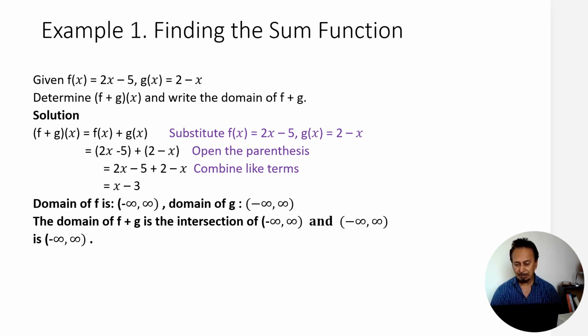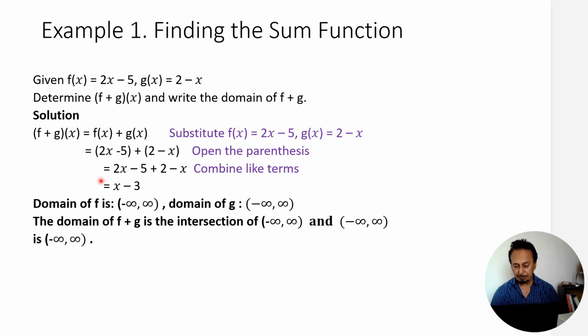So here is example 1. We are given f of x equals 2x minus 5 and g of x equals 2 minus x. We determine f plus g defined over x, and then we write the domain of f plus g. By definition, f plus g defined over x is simply equal to f of x plus g of x. Now we substitute f of x equals 2x minus 5 and g of x equals 2 minus x. So we get 2x minus 5 plus 2 minus x.